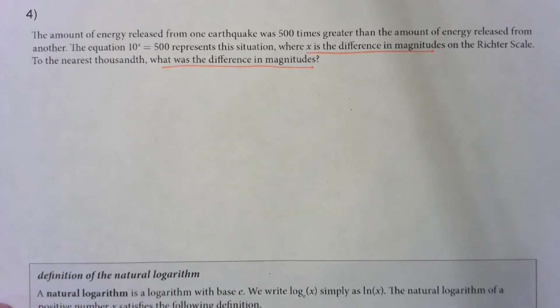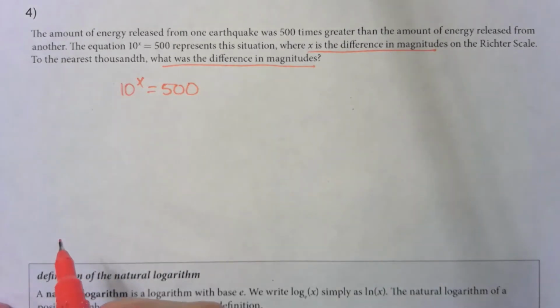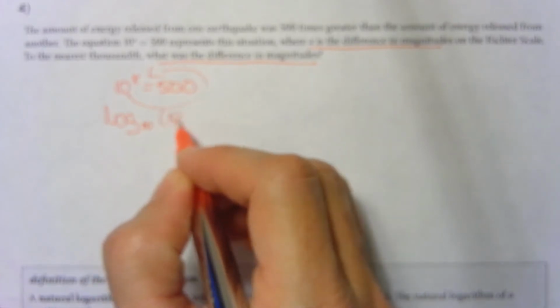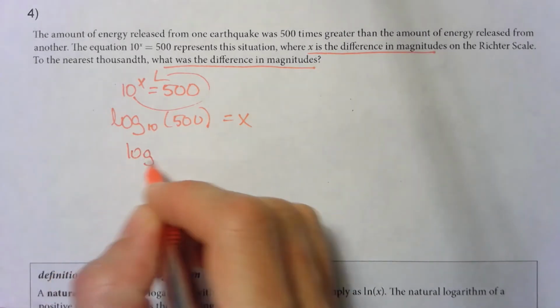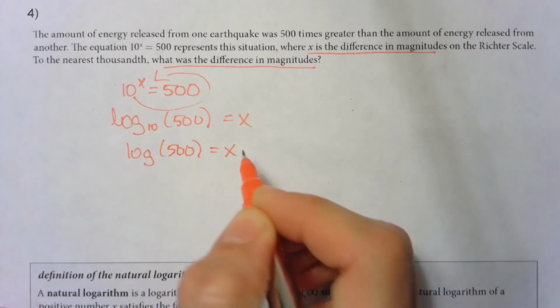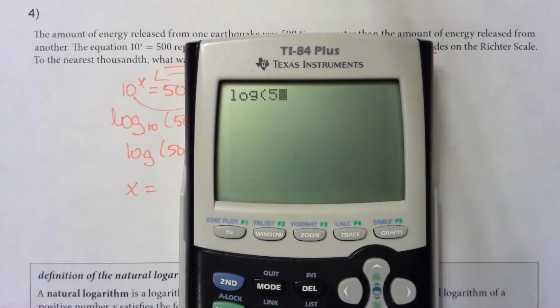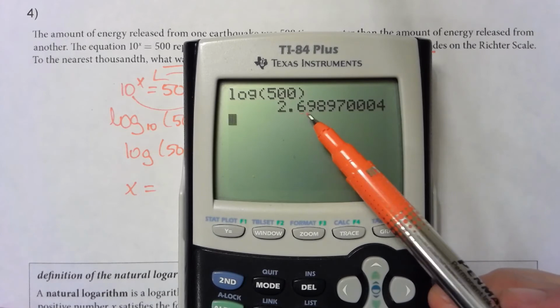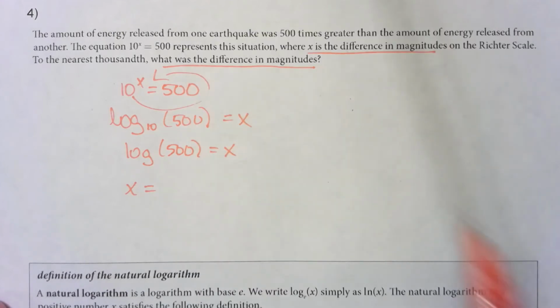So we have 10 to the x equals 500. Let's switch this to logarithmic form. That's log, remember, log base 10 of 500 equals x. Well, log base 10 is the same thing as log. So log of 500 is equal to x, which means x is what? It says to the nearest thousandth. So log of 500 is 2.6989. This is tenths, hundredths, thousandths. And this 9 makes this 8 a 9. So it'd be 2.699. The difference in magnitudes would be 2.699.